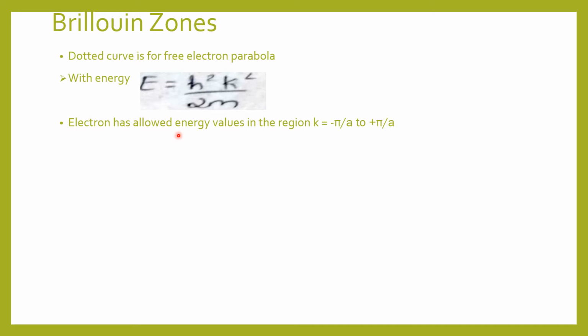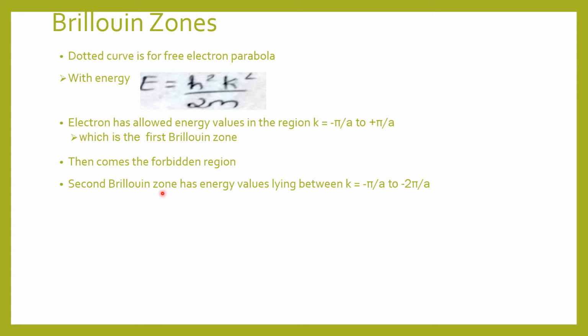The electron has allowed energy values in the region k equal to minus pi by a to plus pi by a, which is the first Brillouin zone. Then comes the forbidden region. The second Brillouin zone has energy values lying between k equal to minus pi by a to minus 2 pi by a, or between k equal to pi by a to 2 pi by a. Similarly, there are higher order Brillouin zones.